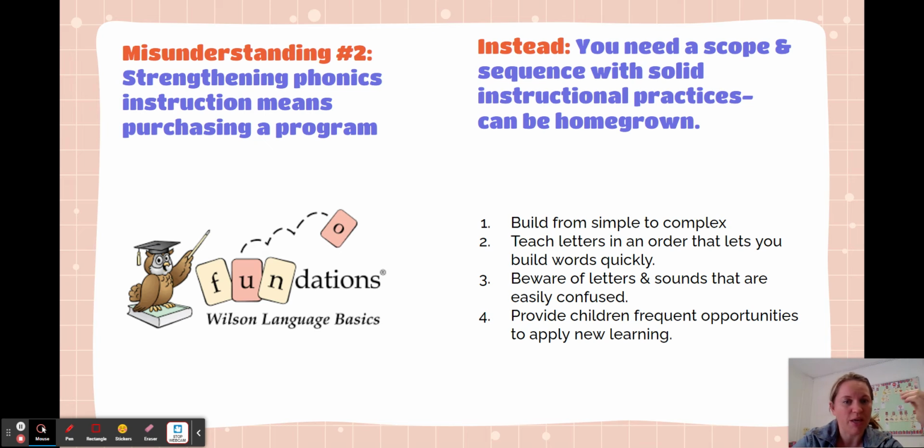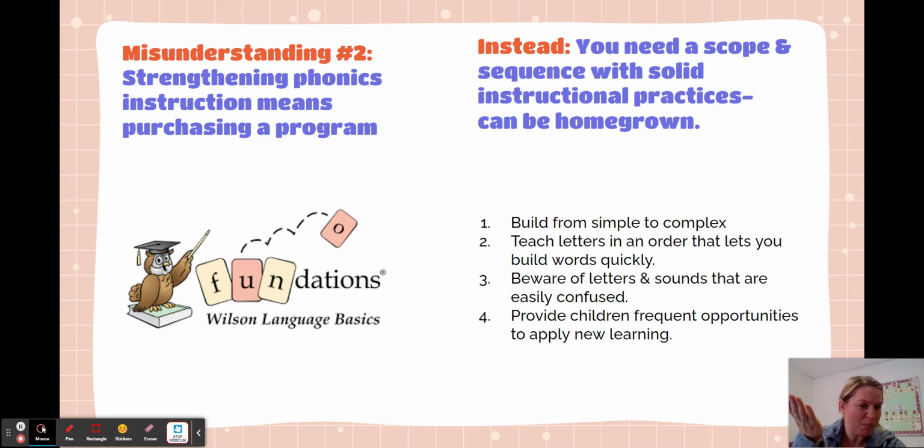It goes from simple to complex. We teach letters in order so you can build words quickly. In pre-first, they start with specific letters, and we think about the letters and sounds that are easily confused. It's been written in an appropriate way, giving frequent opportunities to apply new learning. We're doing this daily, if not multiple times a week throughout the day.